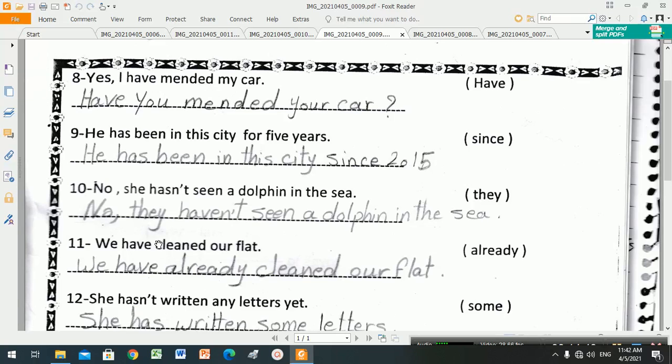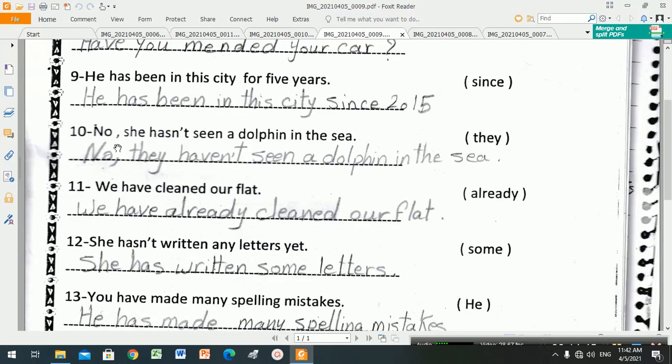Number 10. No, she hasn't seen a dolphin in the sea. Between brackets, they. So we want to change she into they. No, they haven't instead of hasn't, because has comes with she, but with they we put haven't. Okay, no, they haven't seen a dolphin in the sea.